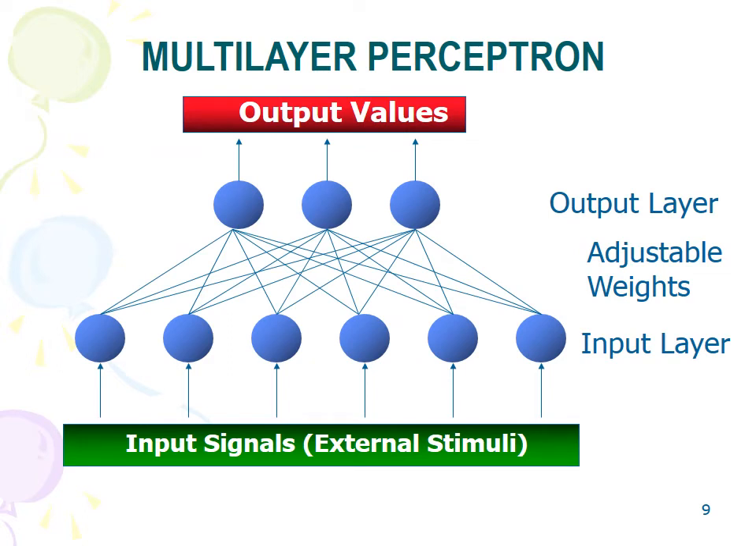So the multi-layer presentation. So far we have seen the single layer, and the multi-layer depends upon the output values and the adjustable weights. The input layer has external stimuli. These are the input layers, and based upon the adjustable weights we make the output layer, calculated from the adjustable weights and the input layer, the external stimuli, that is the input signals. This diagram represents the multi-layer perceptron.